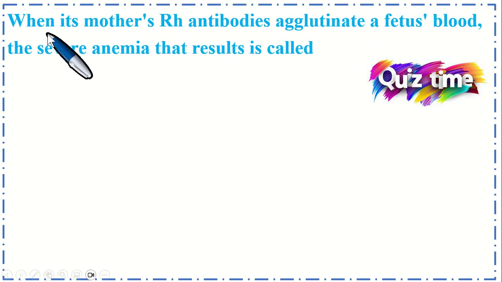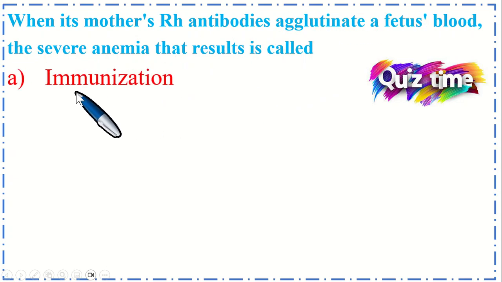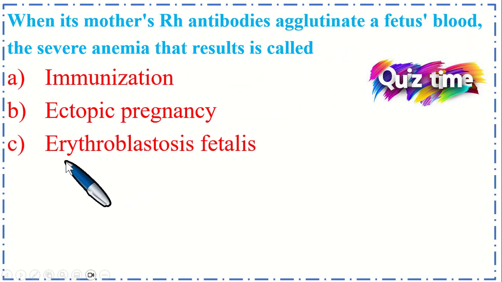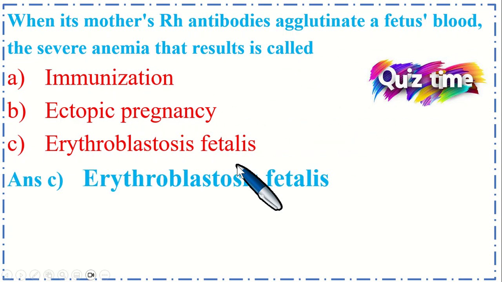When the mother's RH antibodies agglutinate a fetus's blood, the severe anemia that results is called: option A, immunization; B, ectopic pregnancy; C, erythroblastosis fetalis. So the correct option is C, erythroblastosis fetalis.